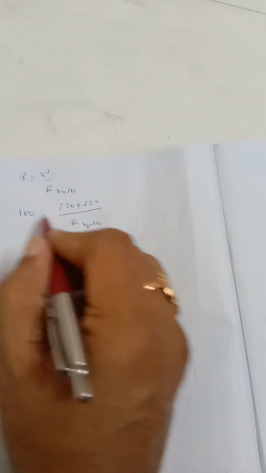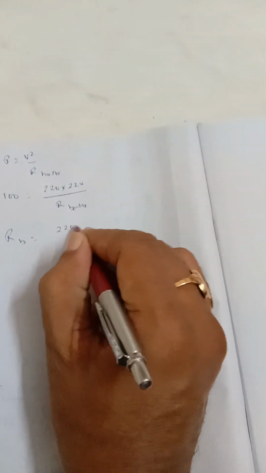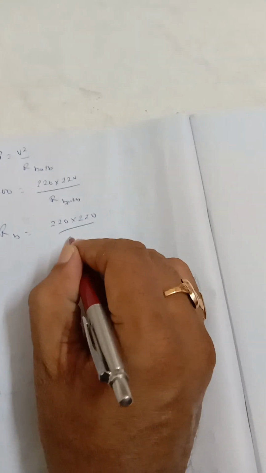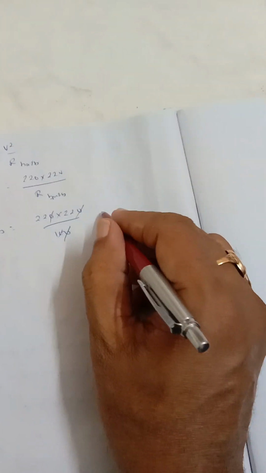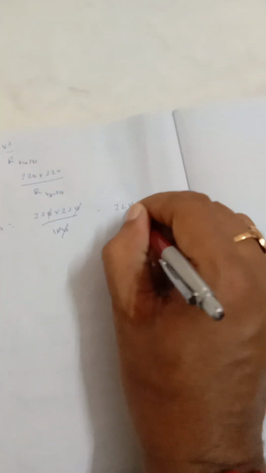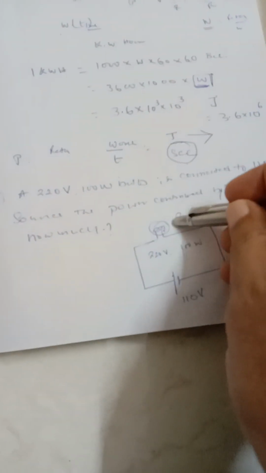Now taking the resistance to this side, the resistance of the bulb is equal to 220 into 220 by 100. 0 cancels, 0 cancels. You can leave it like this: 22 into 22 ohms. Now I found out the resistance of the bulb.